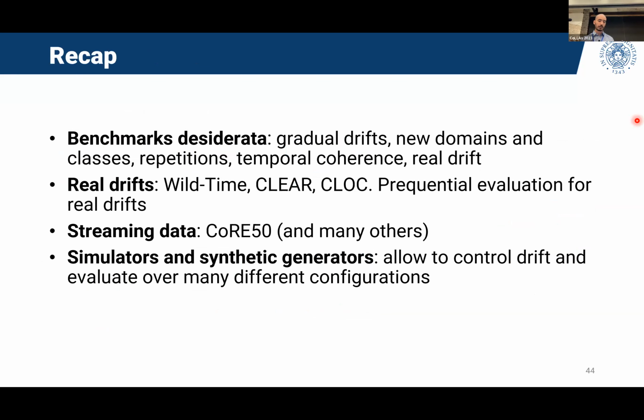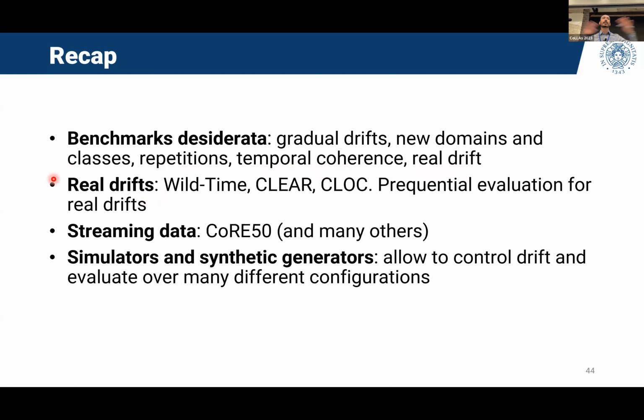OK, so just to recap this first part, there are some properties that we care a lot about in continual learning streams that are missing right now in the experimental settings that are popular, which are gradual drift. Gradual drift is something that is more studied than the others. New domains and classes at the same time, the concept of repetitions, like it would happen in a natural stream, temporal coherence, like you get from videos, and real drift, where the concepts, so the boundaries between classes, are really changing. The good news is that there are benchmarks that you can use to test these kind of things.